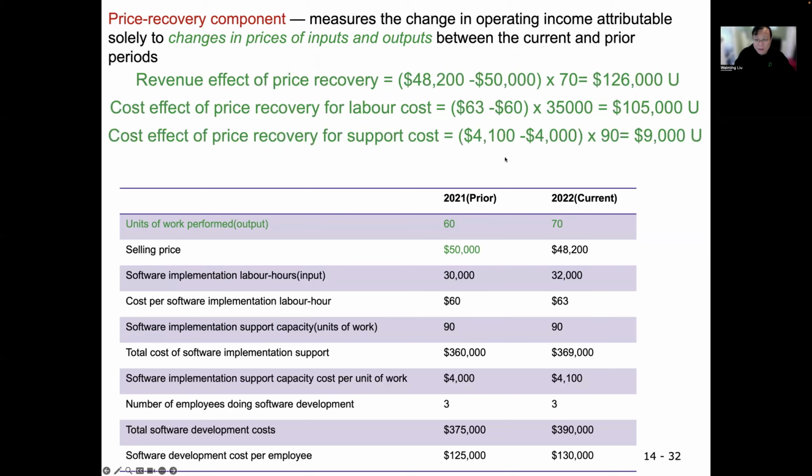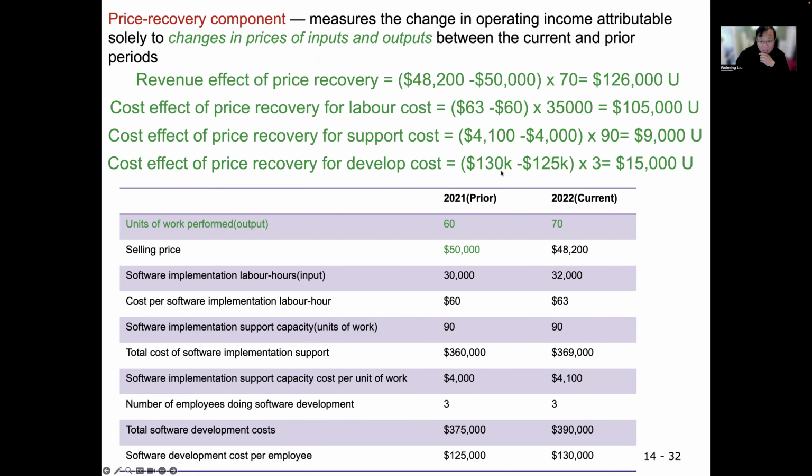So the price for the current period is 40,100 minus 40,000, times the capacity in the prior period, which is 90. So you have a $9,000 unfavorable variance, because the support cost per unit of work has increased by 100. So it's an unfavorable variance.